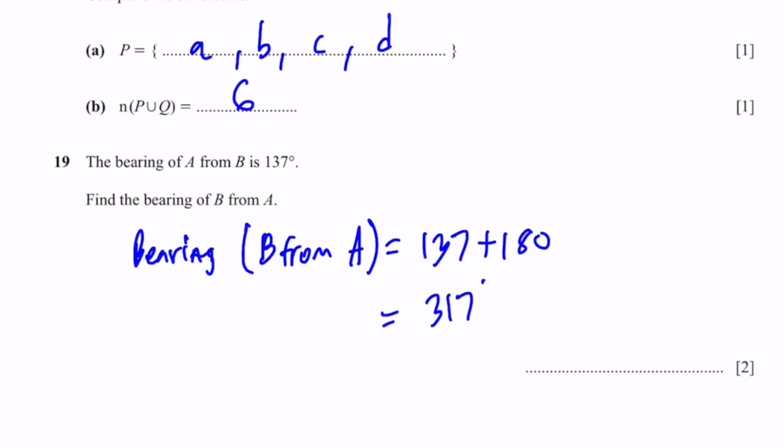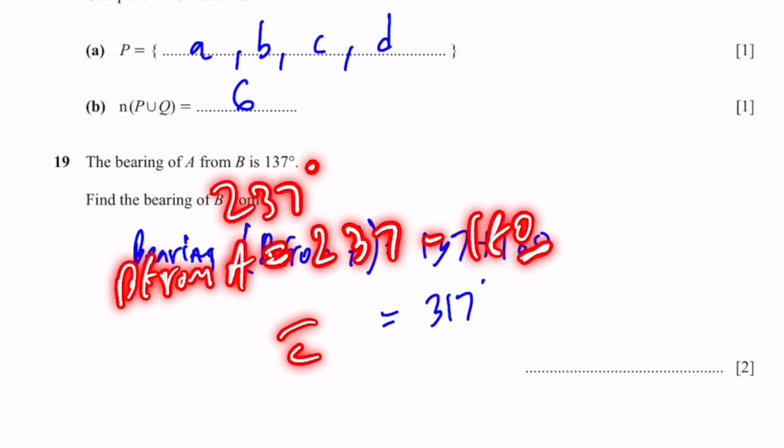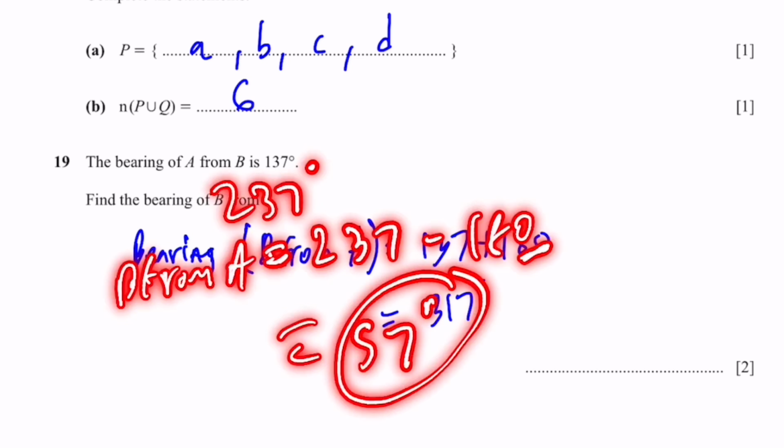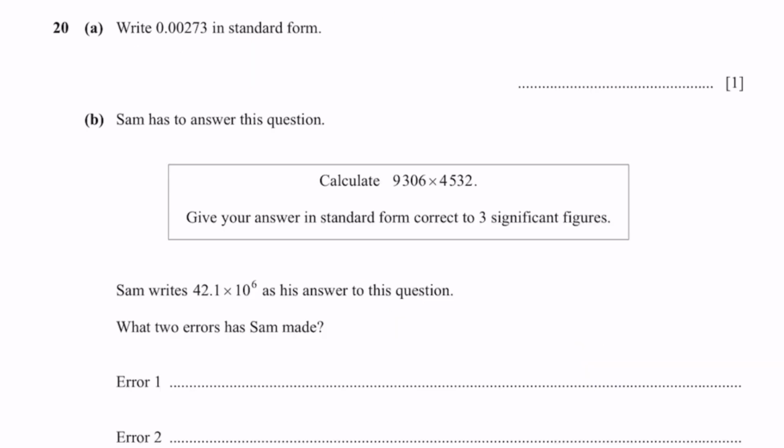Why does it really matter if this is less than 180? Because if it's greater than 180, let's say 237, that means we have to subtract 180 instead of adding. So let's say this value of A from B is 237, then B from A will be equal to 237 minus 180, not the plus which we've been doing here. That'll be 57 degrees. Well, over here, this is less than 180, so I've done like this and added. We get 317 degrees, and that is our answer. Question 20.